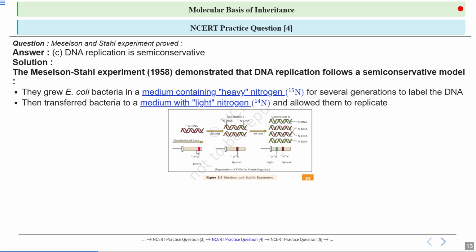After centrifugation, they got only one heavy band. Then they transferred this E. coli into a medium containing N14. After the first generation, what did they observe? Only a hybrid band was obtained. This was the intermediate band, where one strand had N14 and the other strand had N15. After the next generation, after 40 minutes, that is generation 2, they got two bands, a light band and a hybrid band, and there was no heavy band. So this proved that DNA replication is semi-conservative.